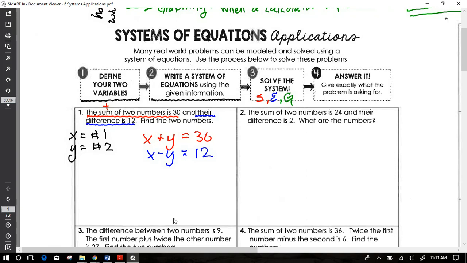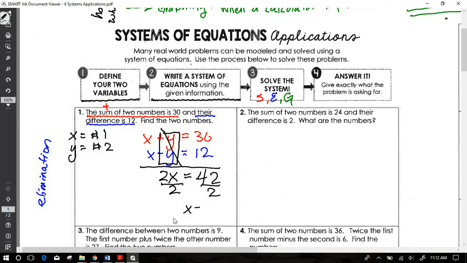Now step 3, we're going to solve this system. And we're going to do this one using the elimination method. Okay, and we're going to do that because these y variables are already nice and lined up, and they're also inverses of each other. Positive y and negative y together give me 0. And I now have 2x equals 42. I added 30 plus 12 because that's what their signs are. And now if I divide by 2, I get x equals 21.